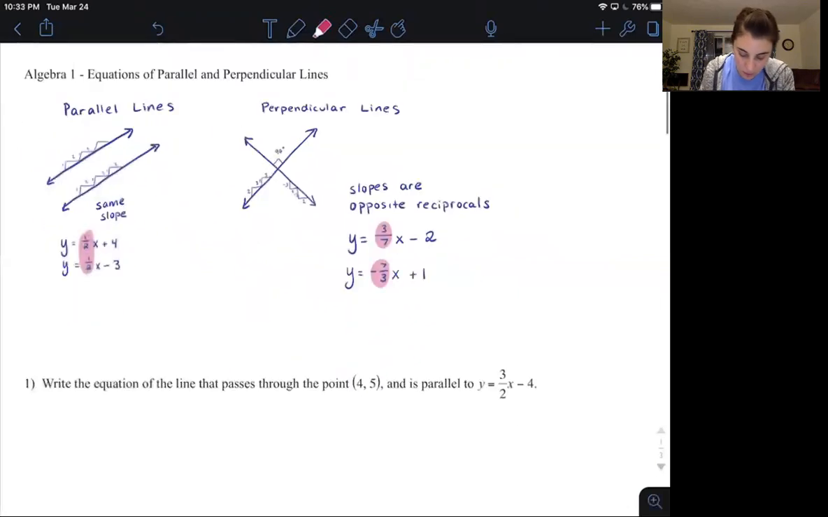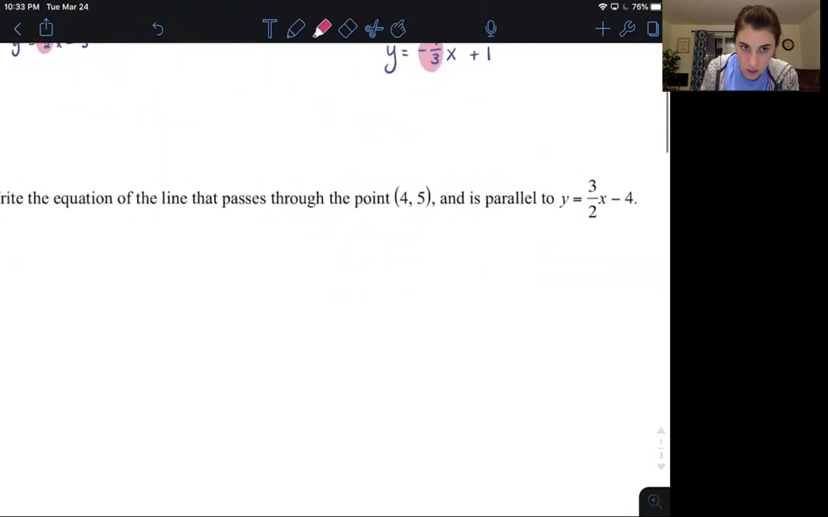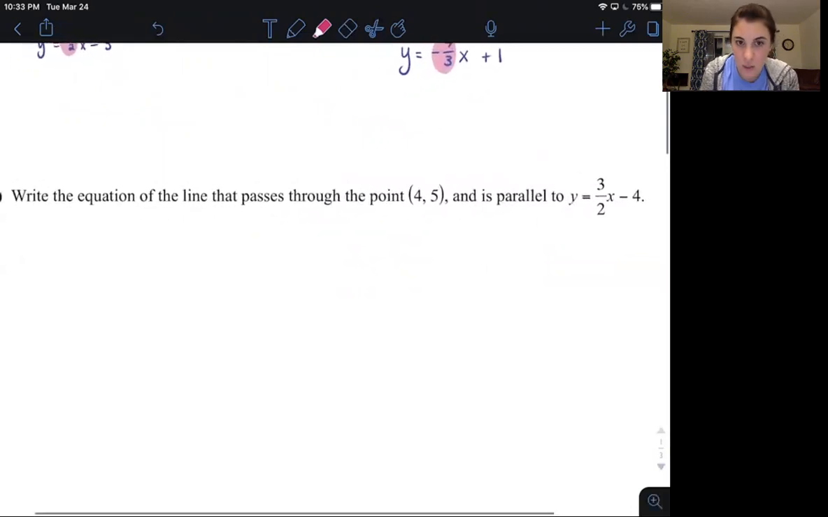Okay, so that brings us to the examples. So here's one, which says, write the equation of a line that passes through the point (4, 5) and is parallel to y equals 3 over 2x minus 4.